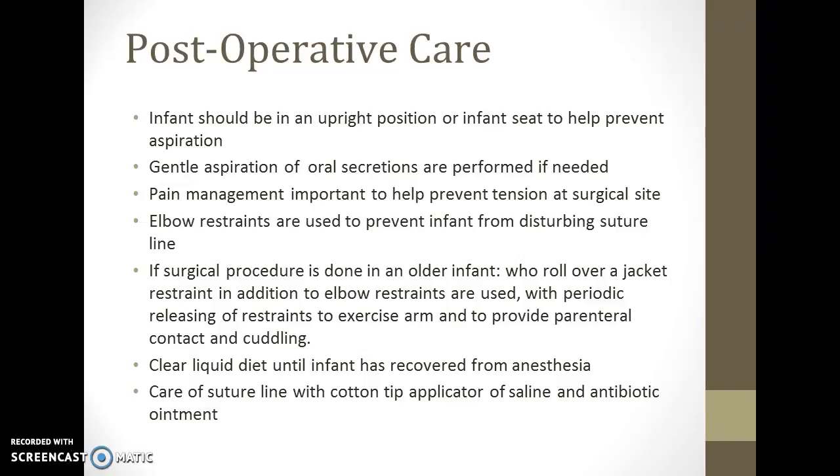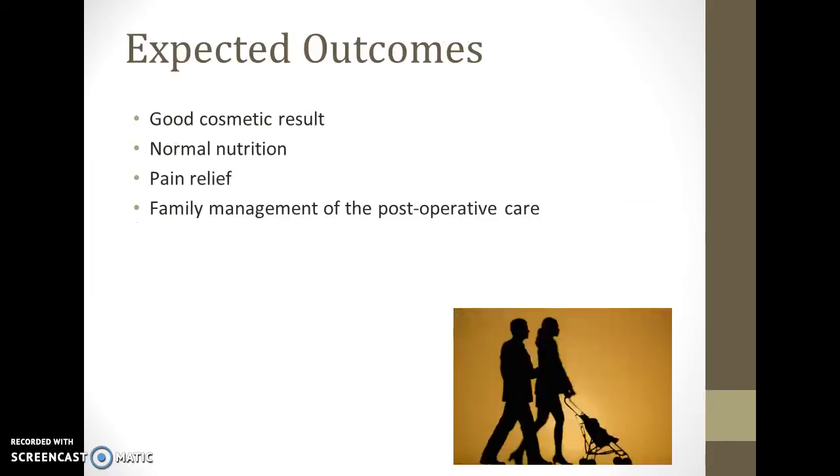If a surgical procedure is done in an older infant, they will use rollover jackets, restraints in addition to the elbow restraints. They will do periodic releasing of the restraints to exercise the arms and to provide parental contact and cuddling. Clear liquid diets are used on the infant until they've recovered from anesthesia. And care of the suture line with cotton tip applicators of saline and antibiotic ointment.